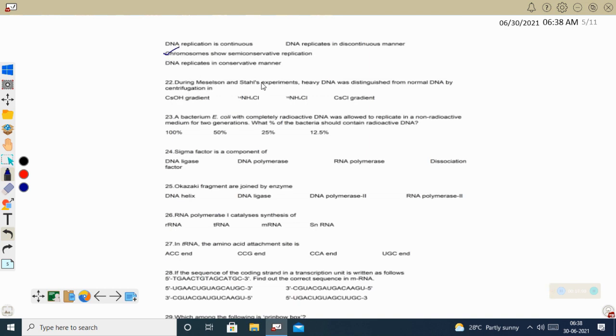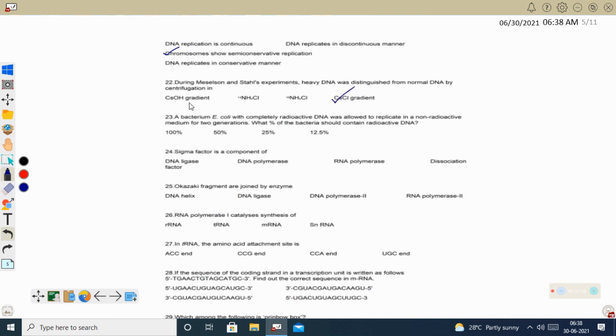Next question. During the Meselson and Stahl experiment, heavy DNA was distinguished from normal DNA by centrifugation in. Density gradient centrifugation was done for separating the heavy DNA and light DNA. So here density gradient centrifugation was done using density gradient media. The density gradient media is cesium chloride gradient media.